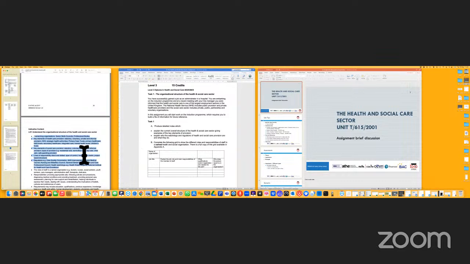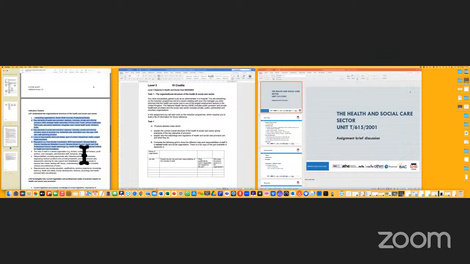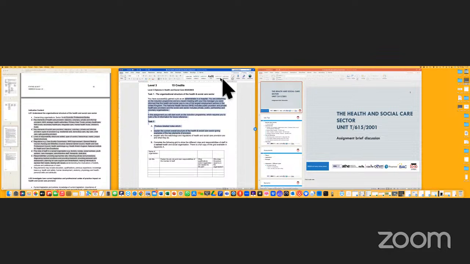Now, looking at this unit specification and the assignment brief, for the purposes of discussion I have converted this into what is called a PowerPoint presentation.